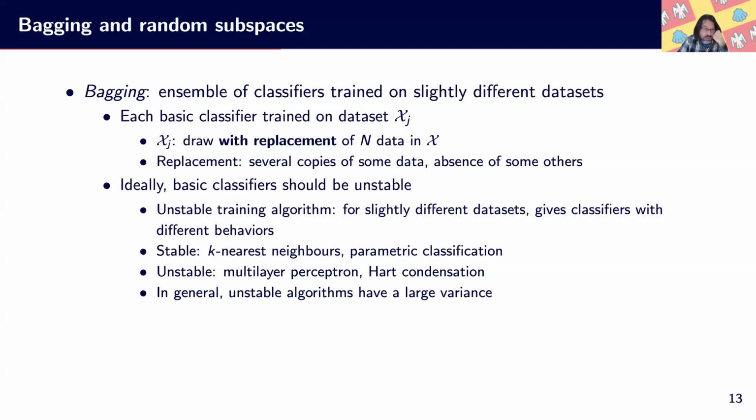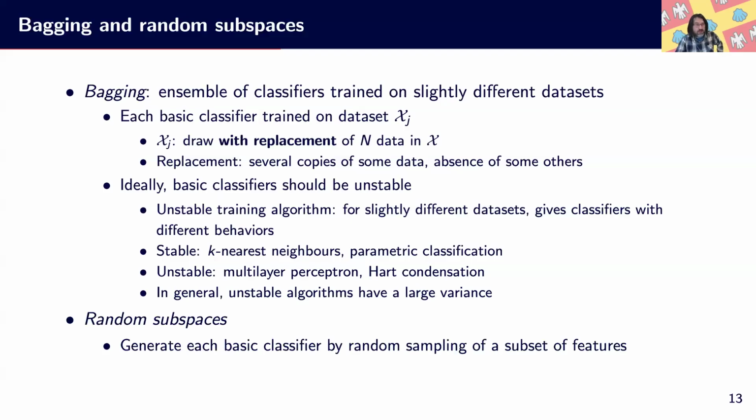In general, unstable algorithms have a large variance, but that's okay because we know that with an ensemble we are reducing the variance. So this large variance will be damped down by the fact that we are building an ensemble.